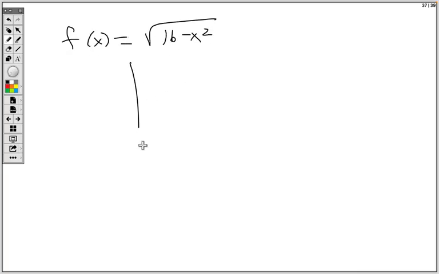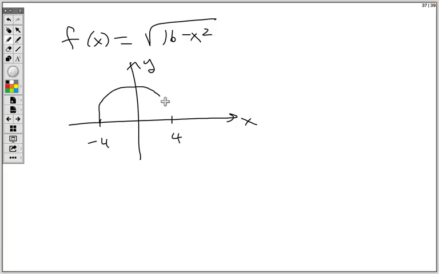So if I look at this function, it ends up being a semicircle. So it looks like this. And you can come into negative 4 from the right, and it'll be continuous. Or you could come into 4 from the left, and it would be continuous.